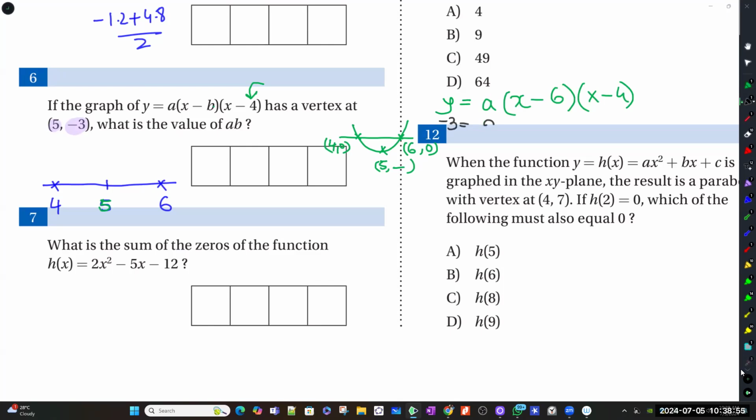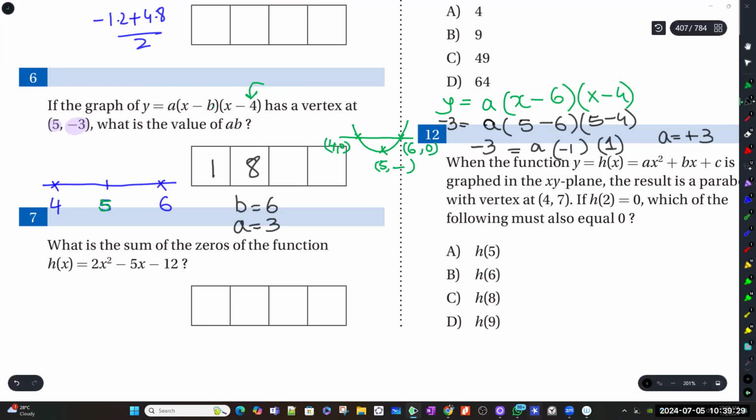Haseeb, did you understand what we are doing? Okay. So 5 minus 4 is 1. 5 minus 6 is -1. Haris, are we doing the correct math of this? A comes out as +3. So B was 6, A is 3. Multiply the 2 and you get 18. Guys, we got this?